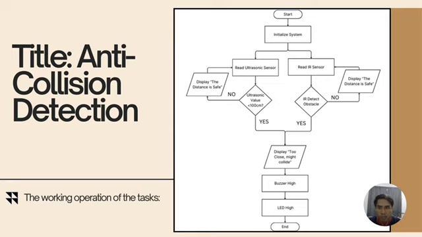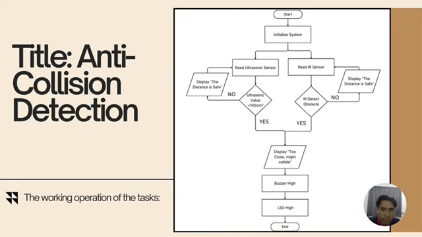First of all, the system will start and initialize the sensors. Next, there are two sensors, which are the ultrasonic sensor and the IR sensor. In this project, we use both sensors to detect if there is any obstacle or object in front of the sensor. The first sensor is the ultrasonic sensor. The ultrasonic sensor emits ultrasonic waves and measures the time it takes for the wave to bounce back after hitting an object. This time interval is used to calculate the distance to the object.